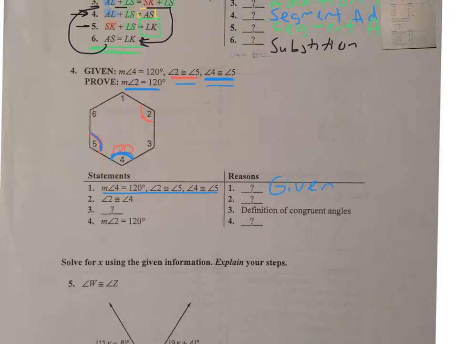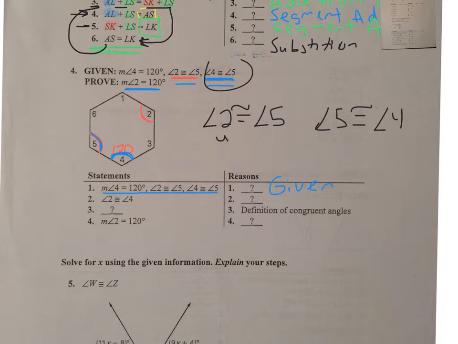Either way works, but if I line these up, angle 2 is congruent to angle 5, and angle 5 is congruent to angle 4. I just flip this around. I've got my symmetric property. Well, again, that's just transitive, right? If A is equal to B and B is equal to C, then I can get rid of the B's and say that A is congruent with C. That's exactly what we did there, right?